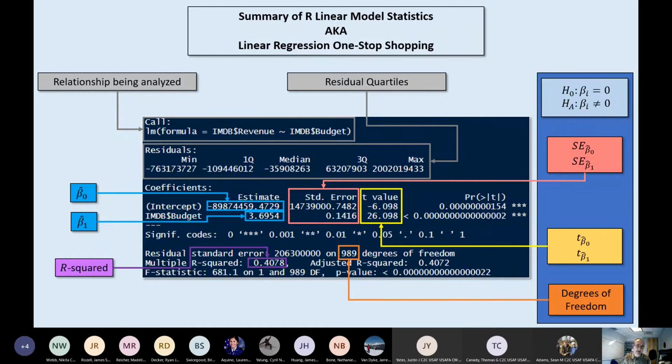Questions on standard error, the t-value, and the degrees of freedom, where we would find them on this chart and where we've used them before?